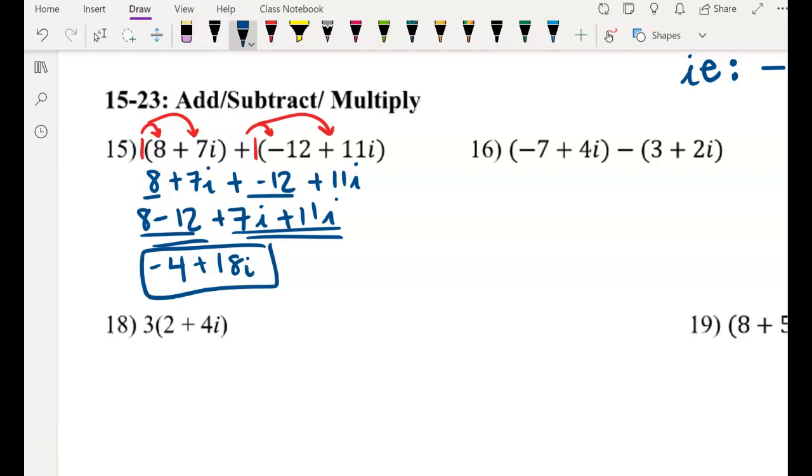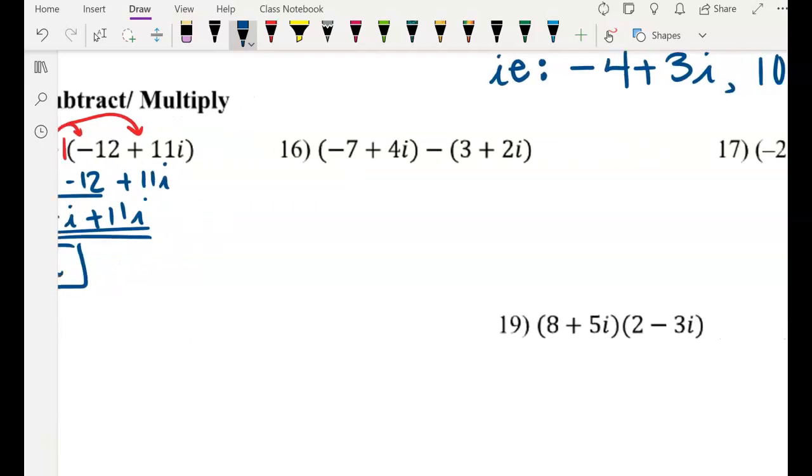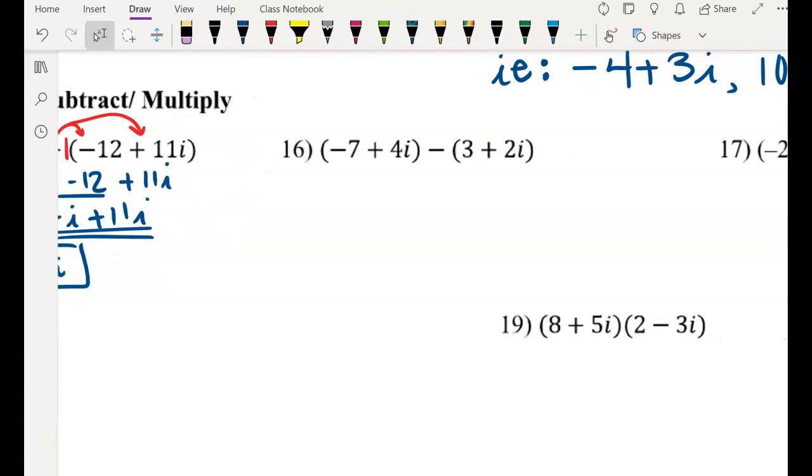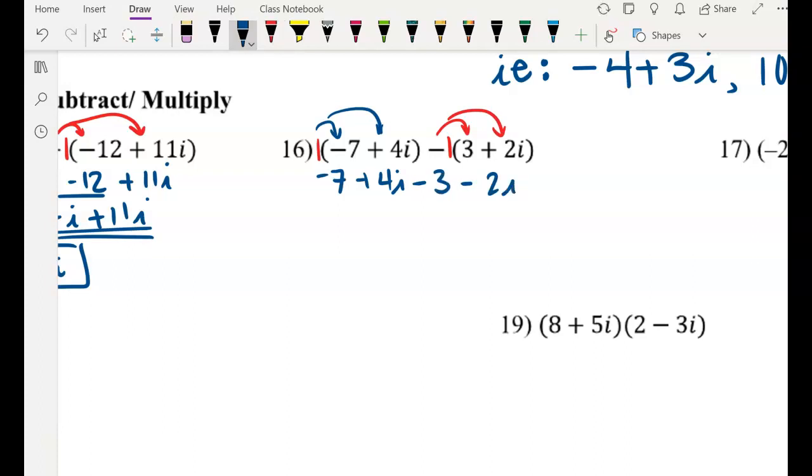Okay. 16, quantity of negative 7 plus 4i minus quantity of 3 plus 2i. Remember, if you see quantity, technically you could put a 1 in front. Well, this first one does not change anything because you're multiplying by a 1, so drop everything down as is. But this second one, your sign would change, okay? So this is going to be a negative 3 and a minus 2i.